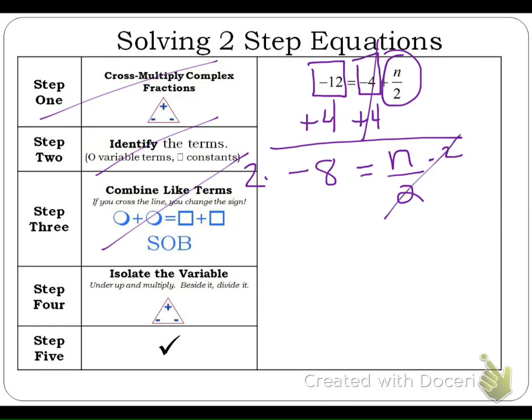The 2's cancel out. You get n is equal to 2 times negative 8. What do you have whenever you multiply a positive times a negative? Let's try this. Look at your sign triangle. If we have a positive times a negative, that leaves us a negative. 2 times 8 is 16. So negative 16 is equal to n, or n is equal to negative 16.